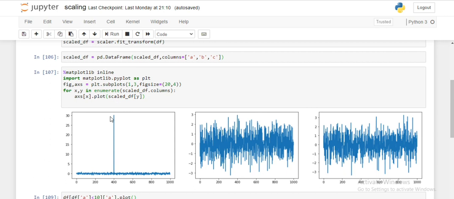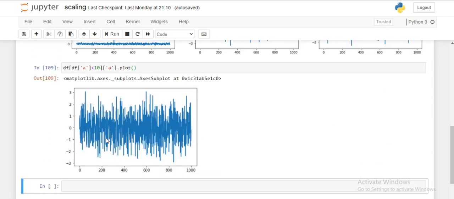Eventually it is also helping us to determine outliers as well, while the rest of the values are uniformly scattered throughout the given range. So yeah.